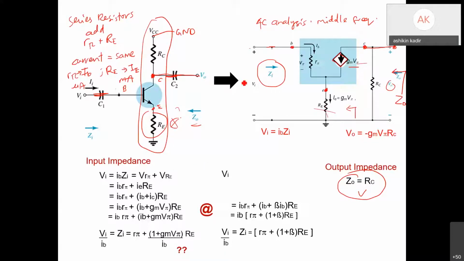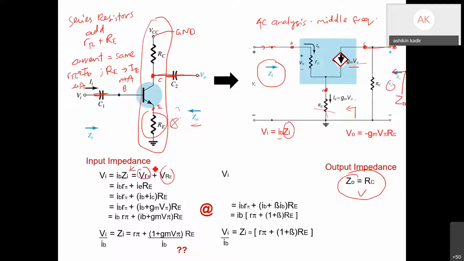So V equals IR. Your V is Vi, and the current entering is IB, multiplied by your resistors, r pi and RE. Here we can denote it with Zi. That's why we use Vi equals IB Zi. From this IB Zi, we can separate it using another Ohm's law for the voltage across r pi plus the voltage across RE.